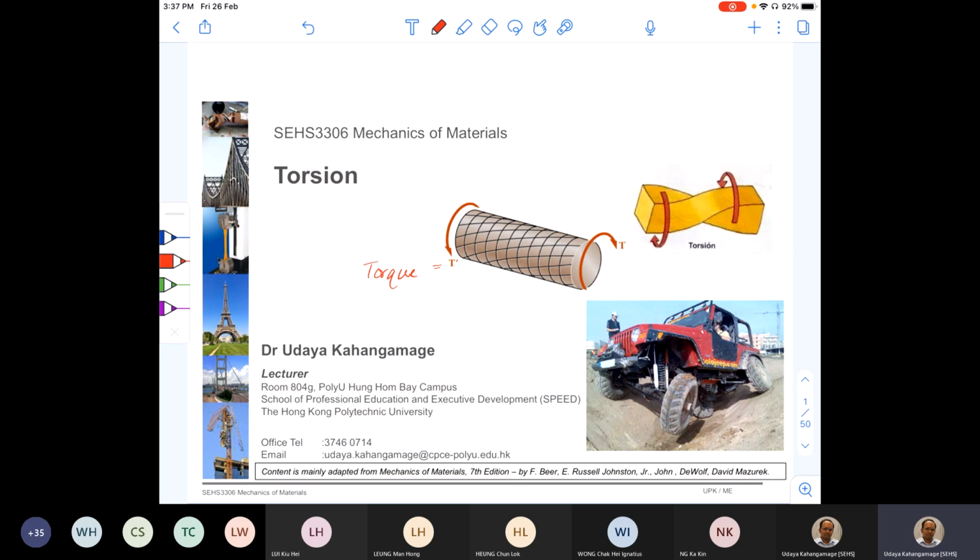There are so many structural members or parts in mechanical engineering applications where you find members subjected to twisting moments. So it is very important for us to learn how to design such members, so that we can design safe structures, safe systems. So I'm going to use 2 weeks to introduce this topic. We are going to learn about members subjected to twisting moment.